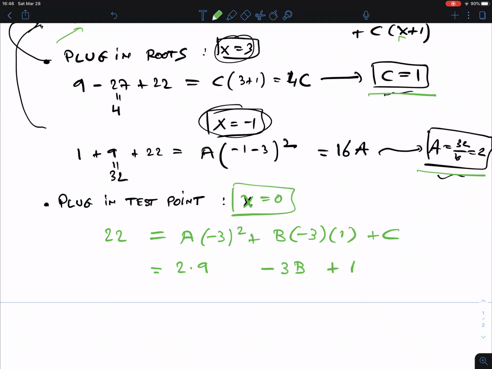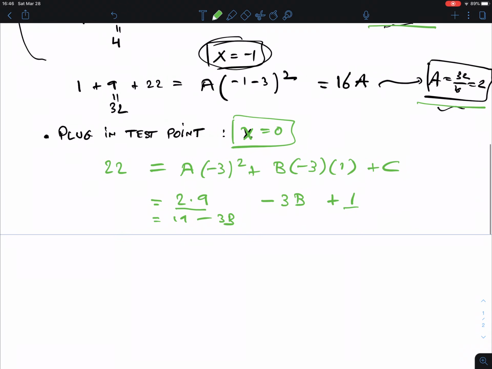Okay, so that's 18 plus 1 is 19. So that's 19 minus 3b. Bring this to the other side. I get 3 equals minus 3b. And if I solve for that, b is -1. Okay, so I have everything.